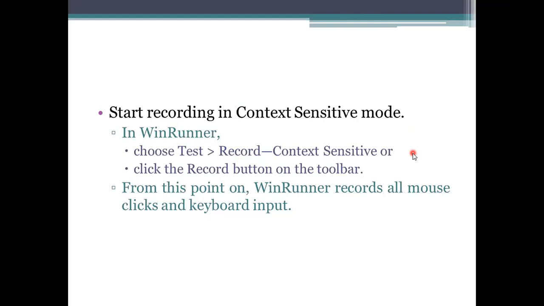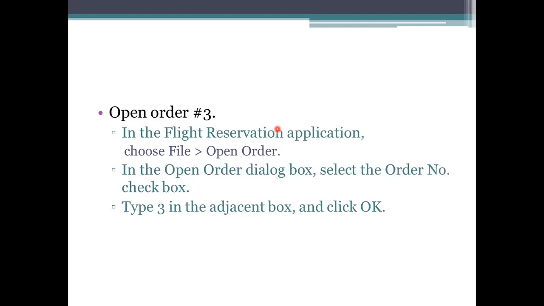To start the context sensitive mode at the initiation, go to Test. In that we have the record option. In that record option, click on context sensitive, or sometimes in the tool the default is context sensitive only. Just clicking on the record button starts the recording of this processing. Whatever data we have given has been recorded. As I said, the order has been placed.